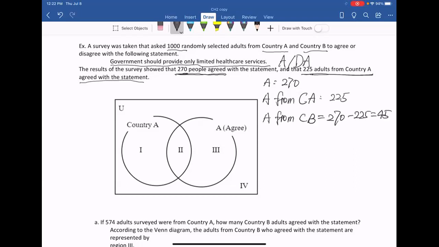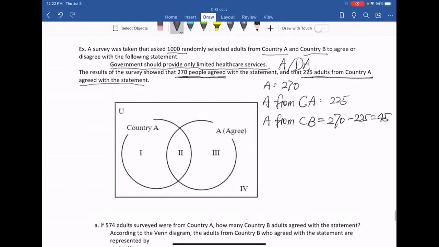Okay, let's see the graph, the Venn diagram. It doesn't have a B here. It only has country A and another circle, another set, which says agree. This one is confusing, so I erase this part. So it just says agree. That means these two sets are country A and agree. So let's figure out the meaning of these regions.